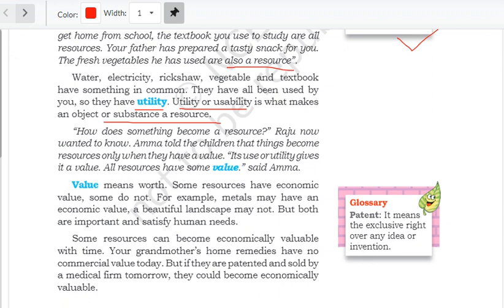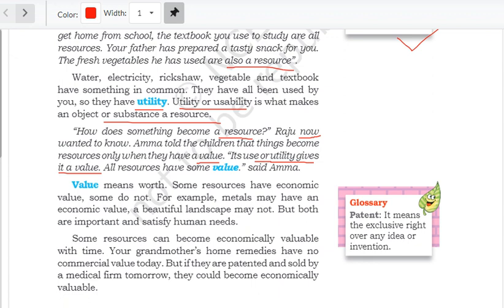How does anything become a resource? Raju now wanted to know. Amma told the children that things become resources only when they have a value. When there is a value attached to a substance, it becomes a resource. Its use, utility, usage or usefulness gives it a value.